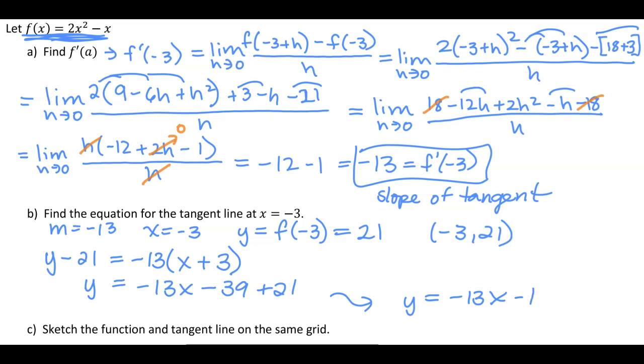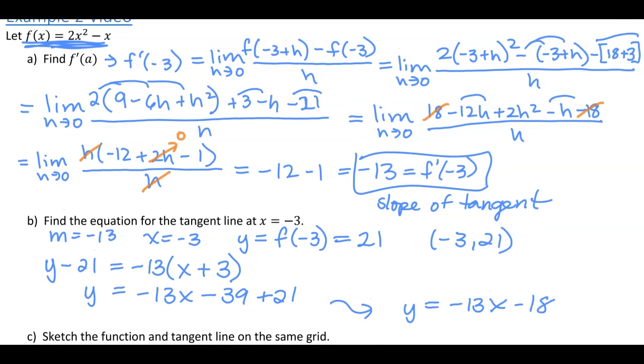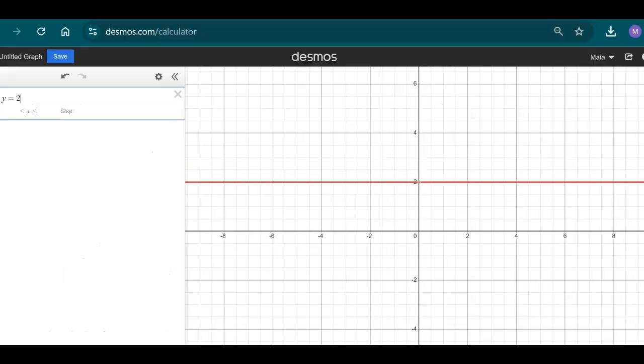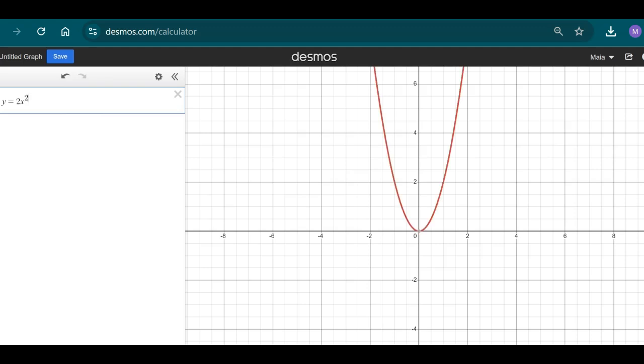-13x minus 18. Okay, so I do have one last task for us now that we've done all the hard parts. Let's check this graphically. I do think you should have a pretty good idea of what 2x squared minus x looks like without using technology, but let's use Desmos to make sure that we've got this right. All right, so we had y equals 2x squared minus x. So that's what our graph looks like.